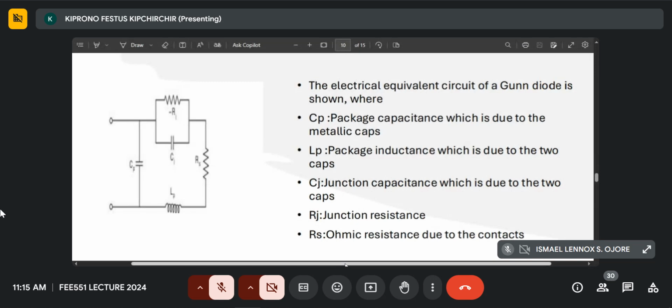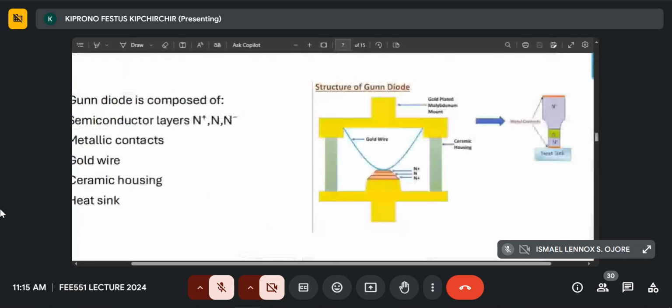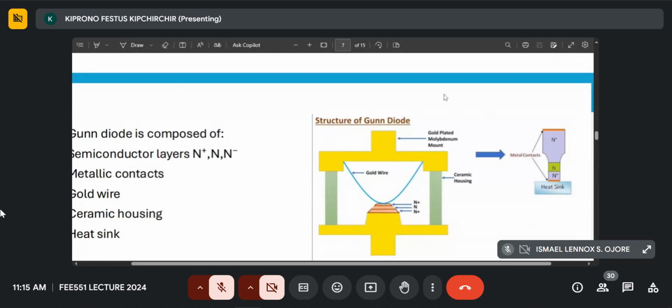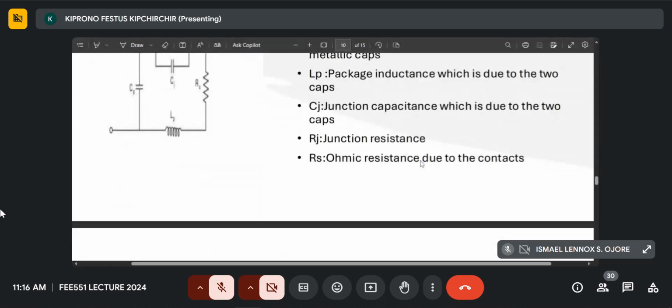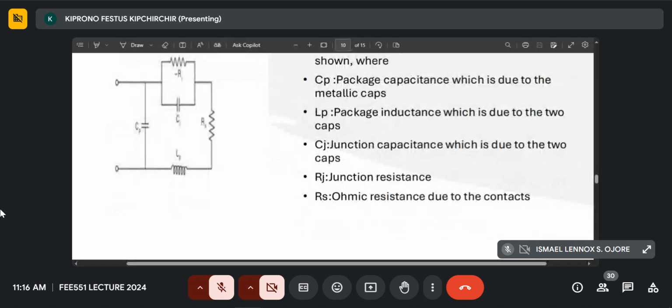The C subscript P is the package capacitance, which is due to the metallic caps that I showed you, the ones in yellow. If I scroll back, this is the basis of our equivalent circuit. You can see the contacts, the gold wire, ceramic, and everything. That's the C subscript P. Then the L subscript P is the package inductance, which again is due to the two caps, the yellow area that I showed you in the diagram.